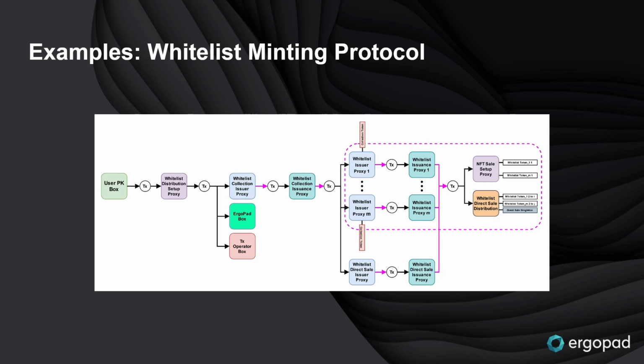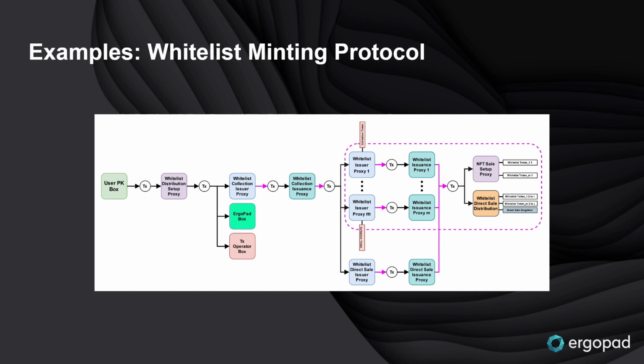So for minting, in the first place, a user would send money to a proxy contract. This would be an Ergo script contract that lets the user know how the funds will be spent. It must ensure that their money will go to the next box in the next transaction, so the collection issuer proxy gets a certain amount, some money goes to the ErgoPad box as a fee, some amount goes to the transaction operator, and then the implicit miner box.